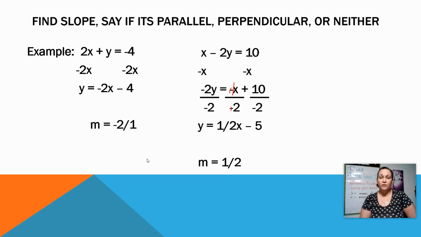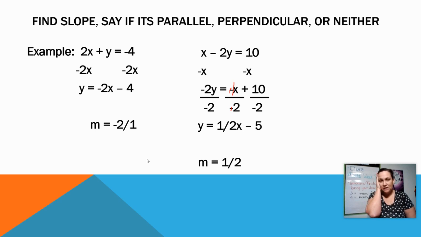Once you've decided what your slopes are, you should have a little internal monologue in your head that first asks, are my slopes the exact same number? If you say yes, then the answer is parallel. If you say no, then you should move on to a new question. Now, in this problem, my slopes are not the exact same number, so I'm going to say no, these are not parallel.